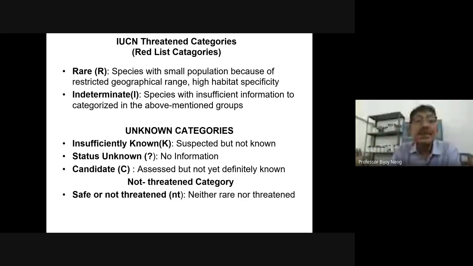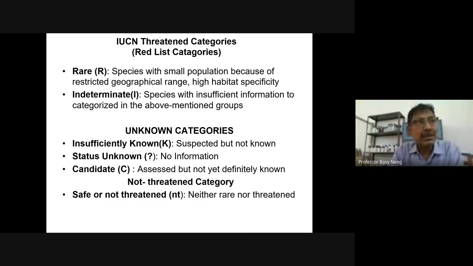Why I'm showing this one, that unknown categories is very important. Insufficiently known, there are plants. I'm concentrating on the wild fruit varieties of the northeastern region. I'm working on biochemical components and also barcoding and other things. But insufficiently known plants are those plants which are not commonly utilized by the common people.